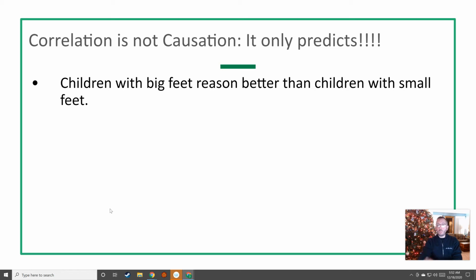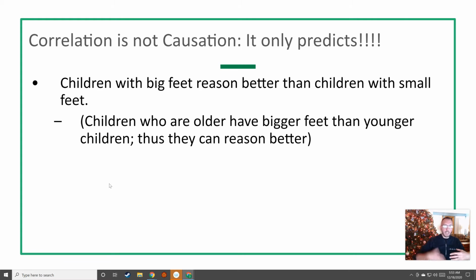Children with big feet reason better than children with small feet. There's actually a really strong correlation there. This doesn't mean that if you have a size 6 foot, you are not intelligent. If I take a look at all of the kids, 0 to 18, obviously babies have very small feet. And then older kids tend to have better IQs because they can actually take a test. So really the thing that's hiding behind that relationship is age. I didn't study it, therefore I couldn't make a comment about it.